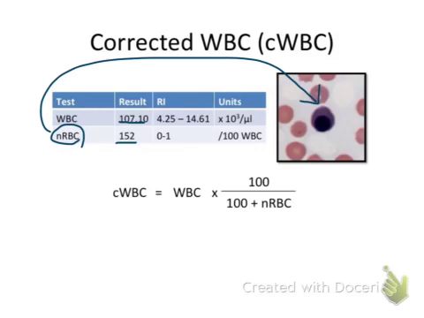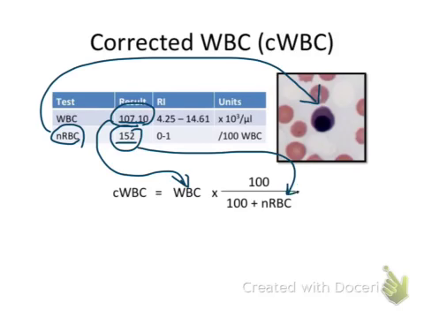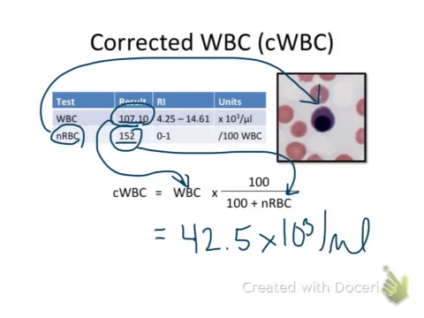So if you plug those numbers into this equation, then you'll get what's called the corrected white blood cell count, which is the actual white blood cell count in this patient. So in this case, it'll be 42,500 white blood cells per microliter. So therefore, the actual white blood cell count is much lower than what the hematology analyzer reported.